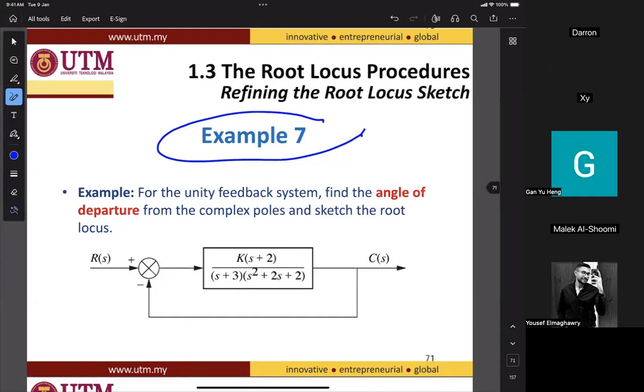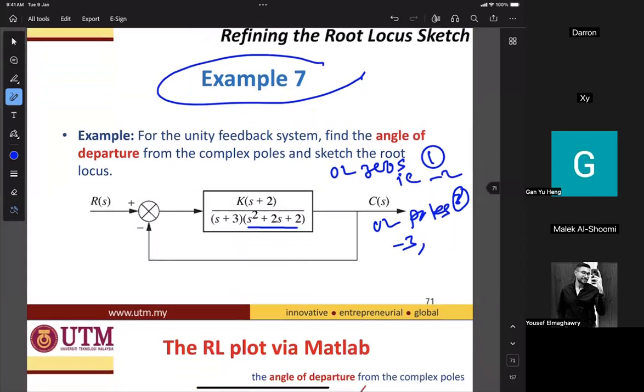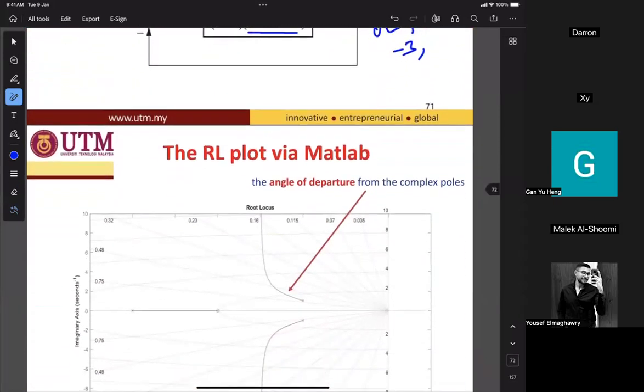Yes, doctor. What is the open loop zero? Zero at -2. What is the open loop pole? Pole at -3. And then the other ones are imaginary.